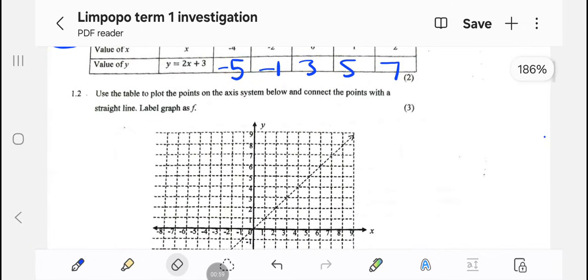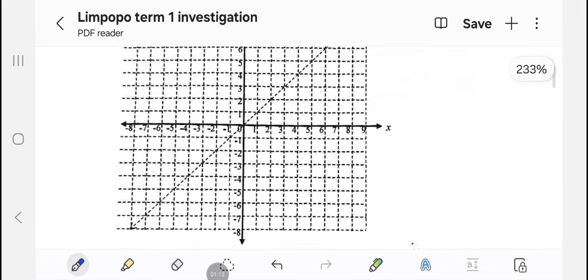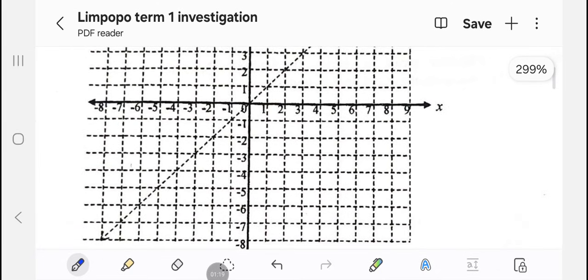1.2, use the table to plot. Now we want to plot the points on the axis system below and connect the points with a straight line. Label the graph as f. So let's try and plot. Okay, so we have minus 4 x. It meets with minus 5 y. Our point is there.